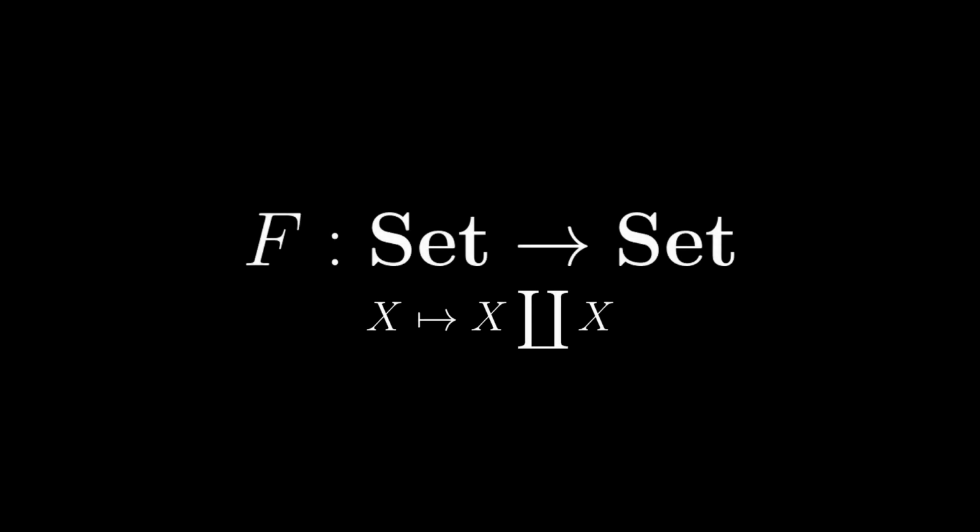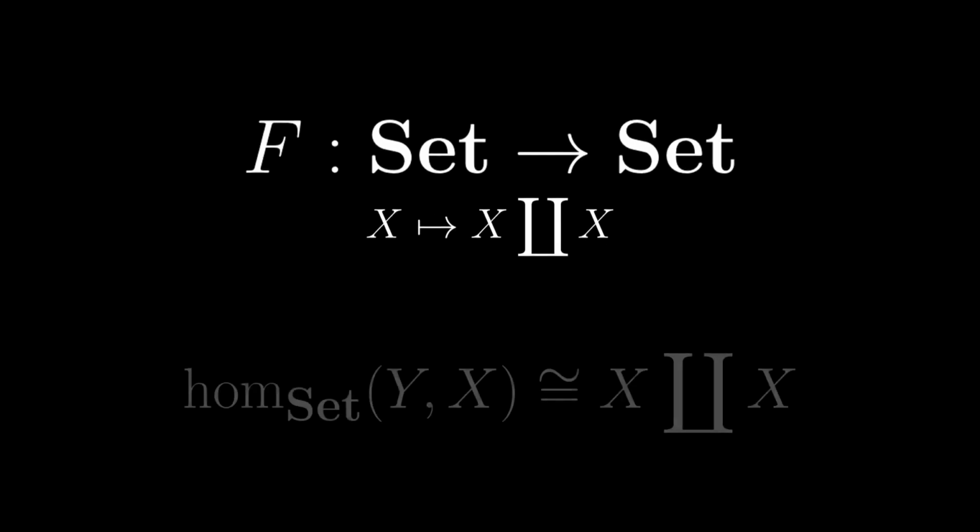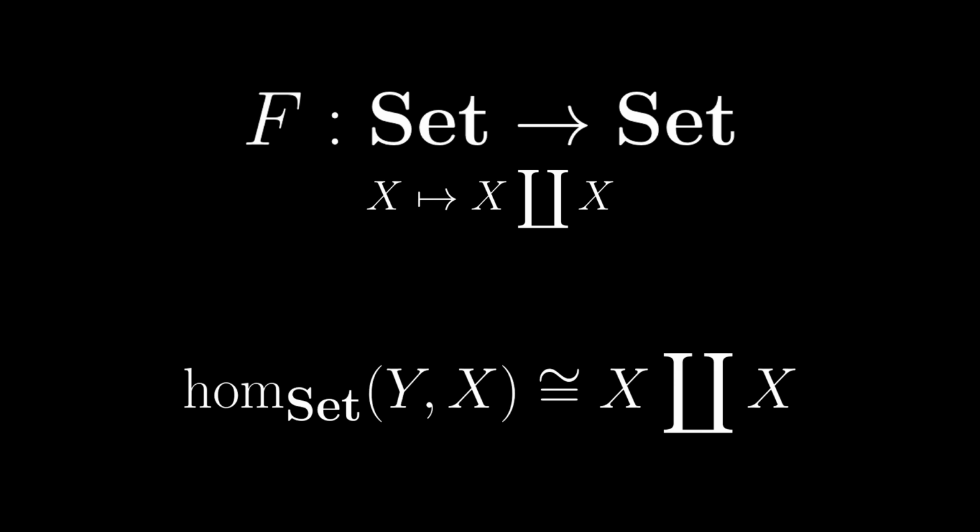We give an example of a non-representable functor next. Consider the functor from Set to Set which maps each set X to the coproduct of X with itself. You might also call the coproduct the disjoint union in set theory. If you're unfamiliar with it, it's just the union operation, but we keep track of which set every element came from. Now, suppose there exists a set Y such that the Hom set of Y and X is isomorphic to the coproduct of X with itself.